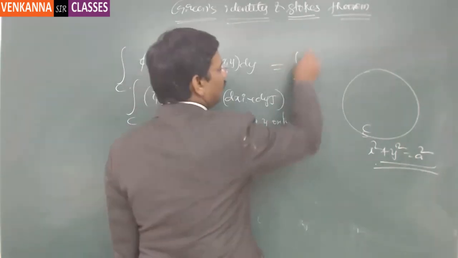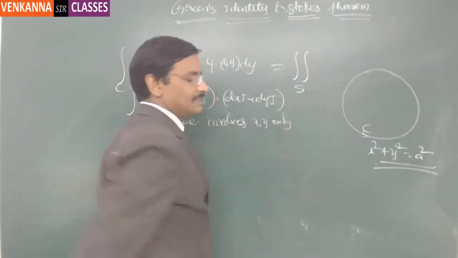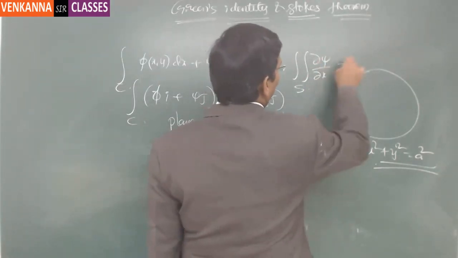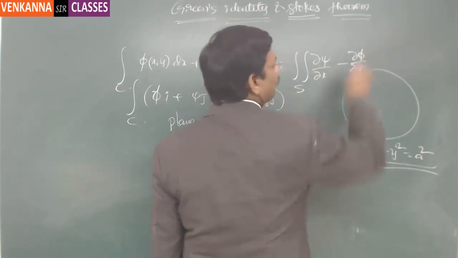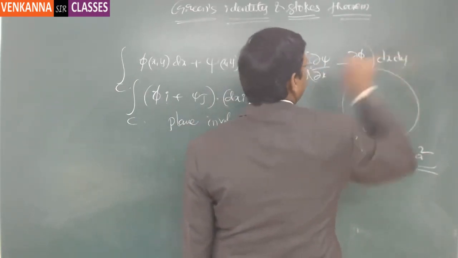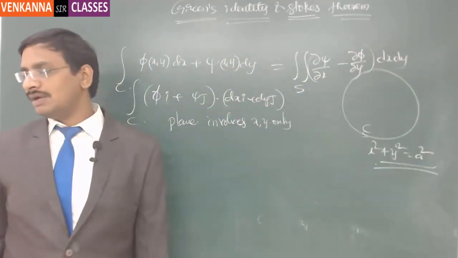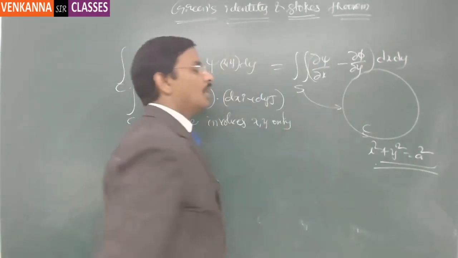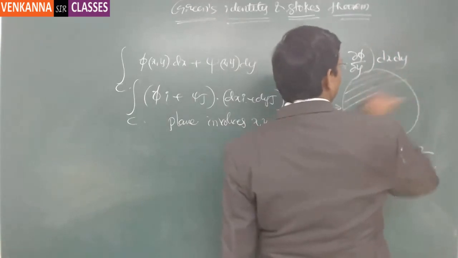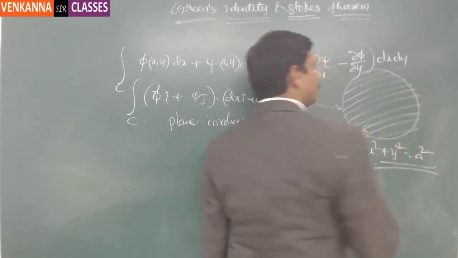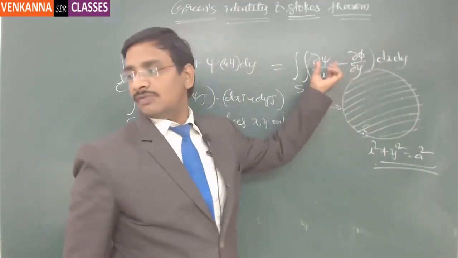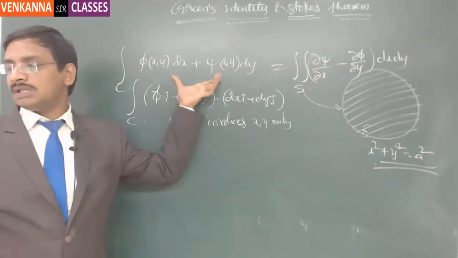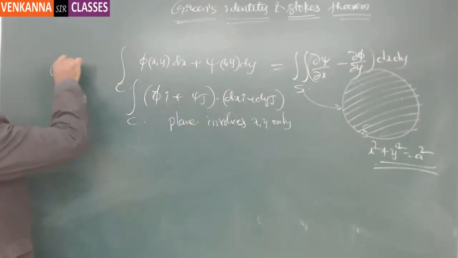This value is equivalent to the double integral over the surface S of dou psi by dou x minus dou phi by dou y into dx dy. So these two are equivalent as per the Green's identity. Here this S is enclosed by this closed contour. So this closed contour obviously encloses a certain area. Because this is a closed contour, if you do the area integral for dou psi by dou x minus dou phi by dou y, this value and this value are one and the same. This is what we call the Green's identity.